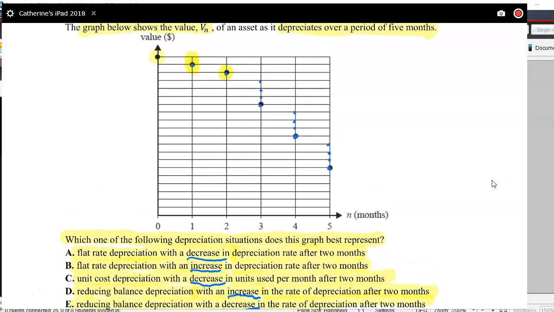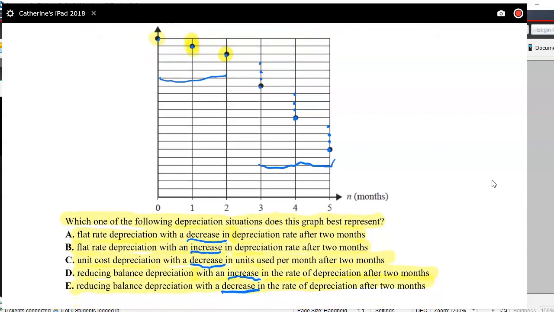So let's go through it. For this period of time, it is flat rate depreciation, isn't it? It's going down by the exact same amount every month. Here too, it's going down by the exact same amount every month. So for both of those 2 time periods, it's not reducing balance. Because even though we've had a change somewhere between month 2 and month 3, it's still 2 lots of flat rate depreciation.